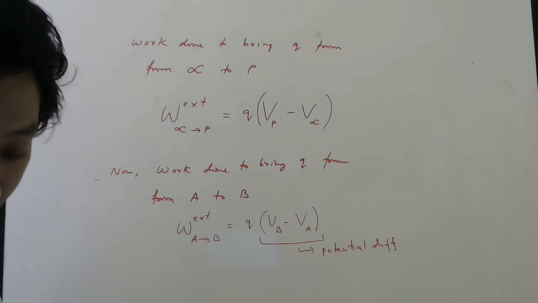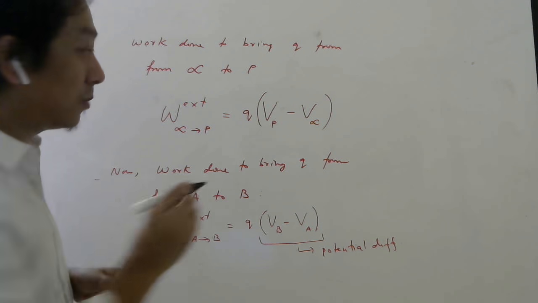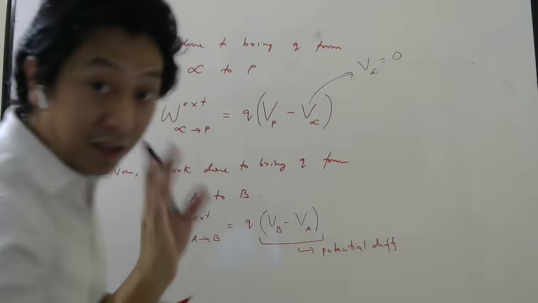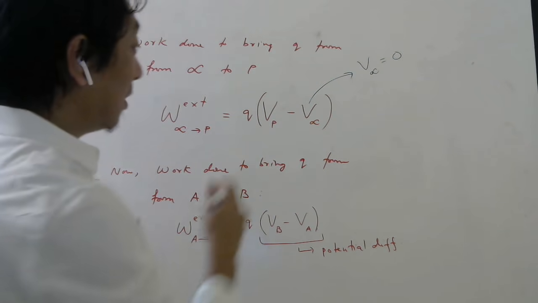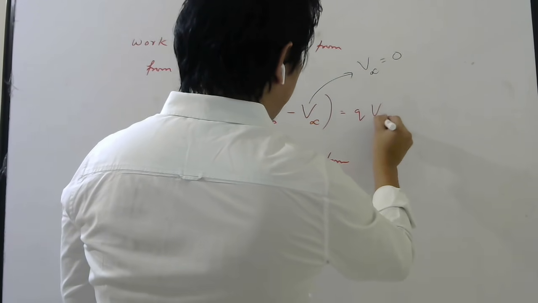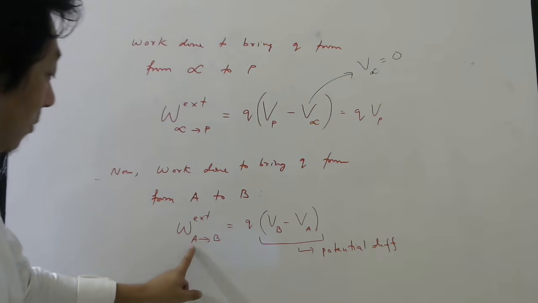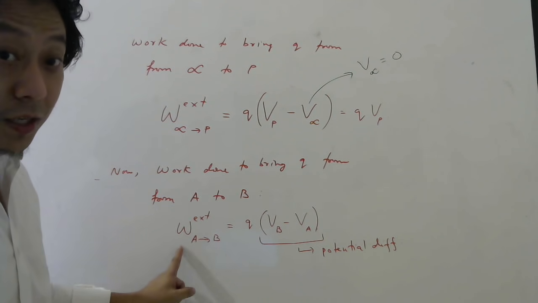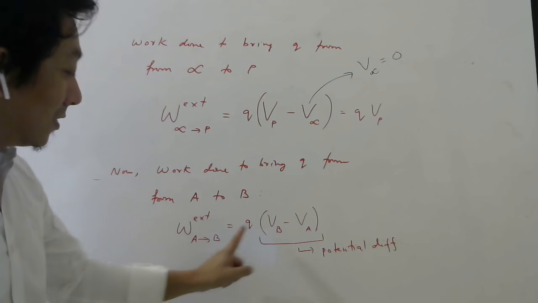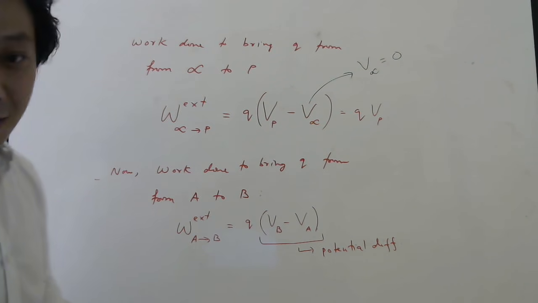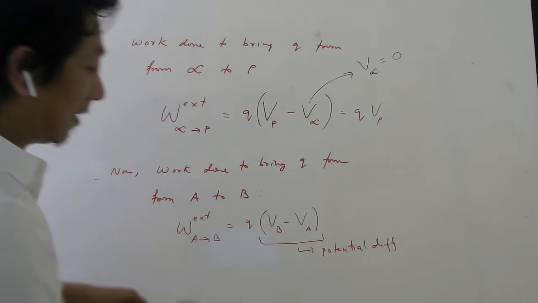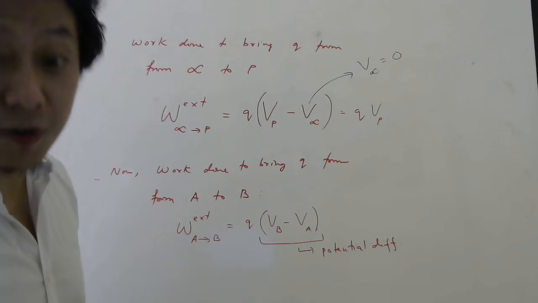But already you know infinity is your what point? Reference point. So potential at infinity is taken to be 0. Taken means we have decided. Therefore this formula will become simply Q into Vp. But if it is from A to B, not infinity to P, then it is Q into Vb minus Va, where Vb means potential at B and Va means potential at A, and therefore this quantity is called potential difference.